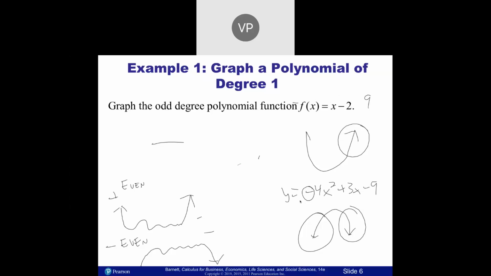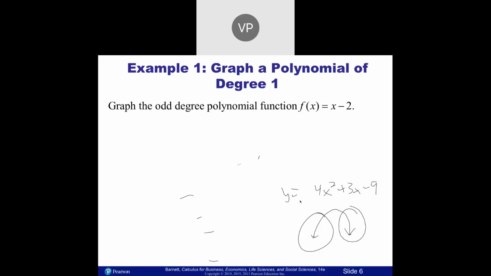We're going to graph the function f of x equals x minus 2. How does that thing look? It's an odd degree, and you may not realize it. This is just a linear function, a line like we've had in the last couple sections, and like you've had many times before in algebra. But it's going to fit the same narrative that I talked about earlier. It's an odd degree. The highest power of x you see here is a 1. This is an odd degree.